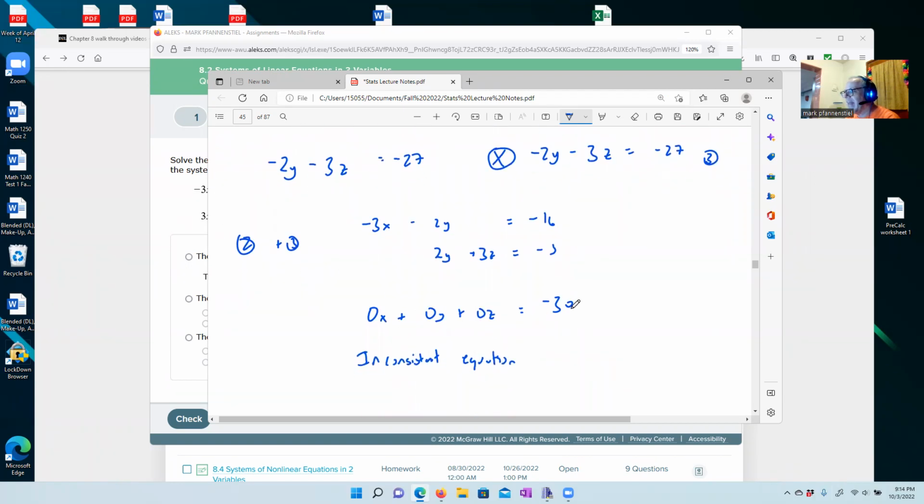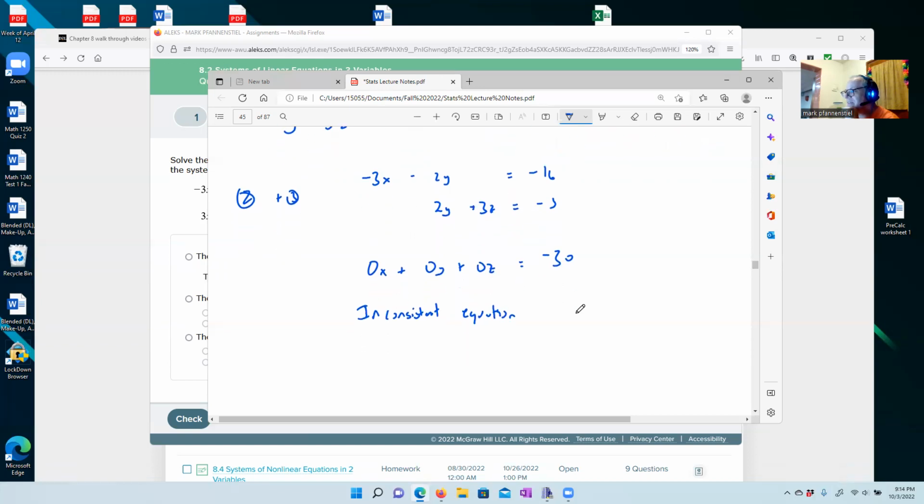So when you get something like 0x plus 0y plus 0z equals something that's not 0, then we get an inconsistent equation. Now, what if it is 0? I think we're going to see that in another example, so I'll try to do one where we have another thing to do.